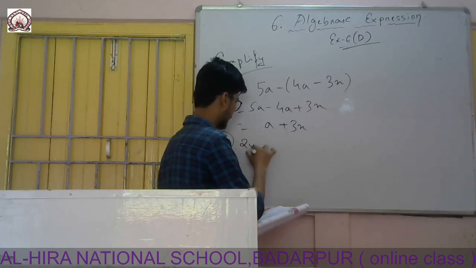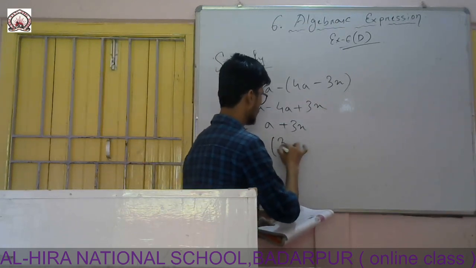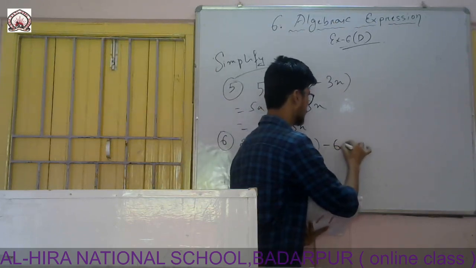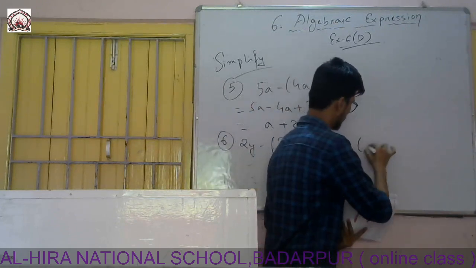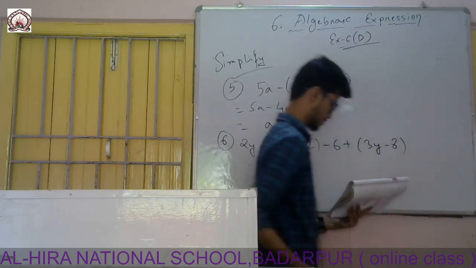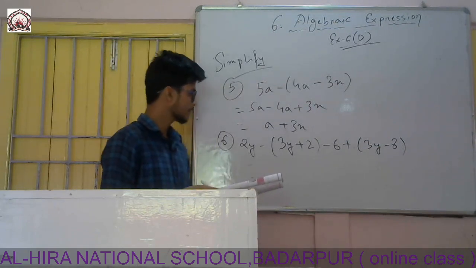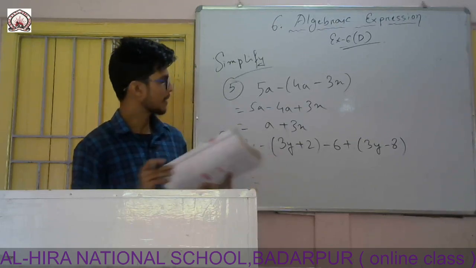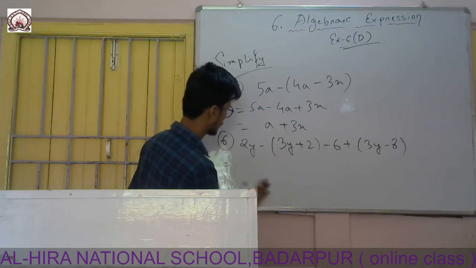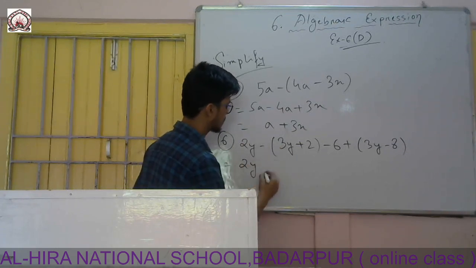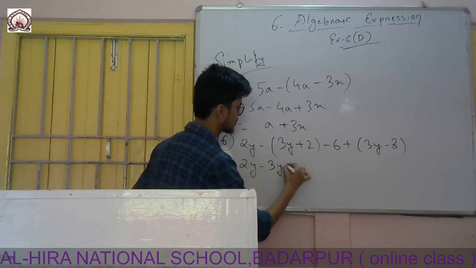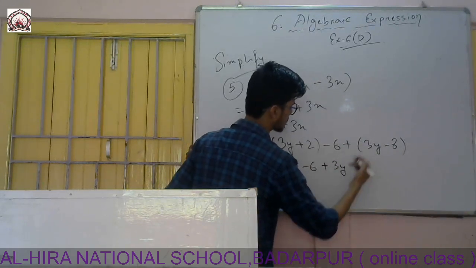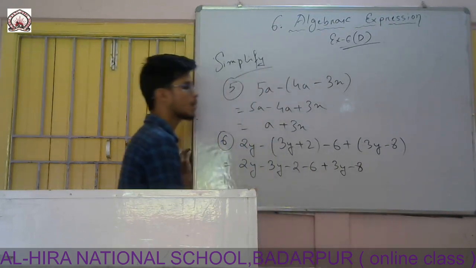2y minus 3y plus 2, then minus 6 plus 3y minus 8. Okay. The question is 2y, then minus bracket given 3y plus 2, then again minus 6 plus 3y minus 8. So first of all I will remove the bracket, it will be 2y, minus plus it is minus 3y, minus plus it is minus 2, then there is minus 6, then plus 3y, plus plus it is plus, and plus minus it is minus, so 3y minus 8.